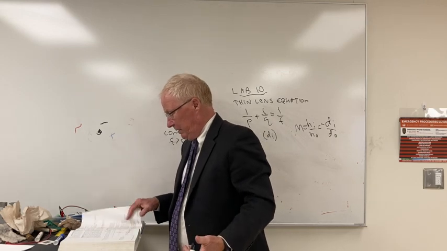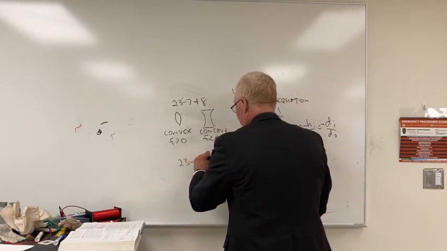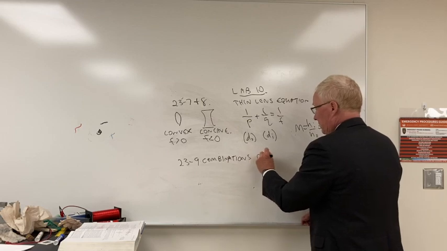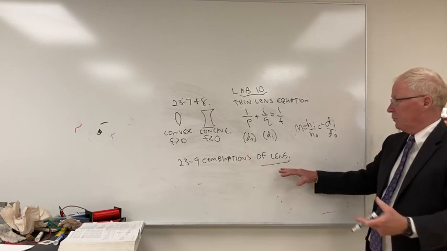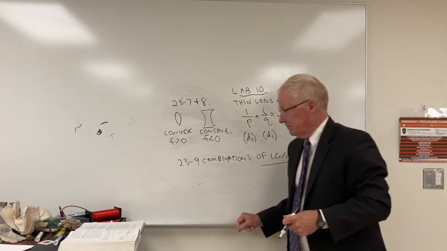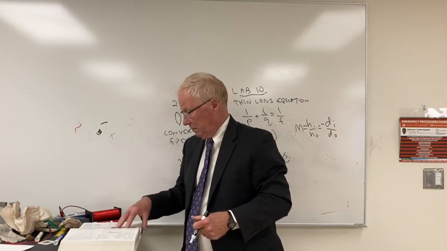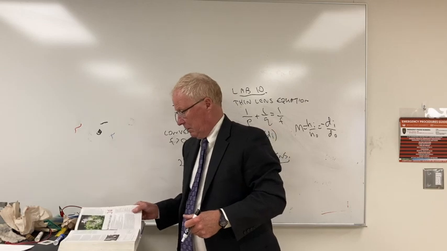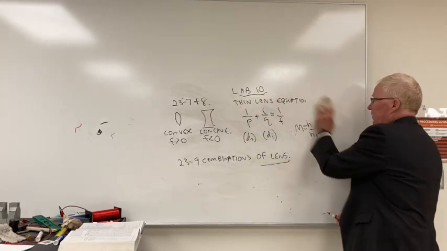And then the last part, 23.9, we had combinations of lenses. This was also related to the last part of lab 10, where we had 2 lenses together. How does that work? And that is chapter 23. I'll move on to chapter 24.